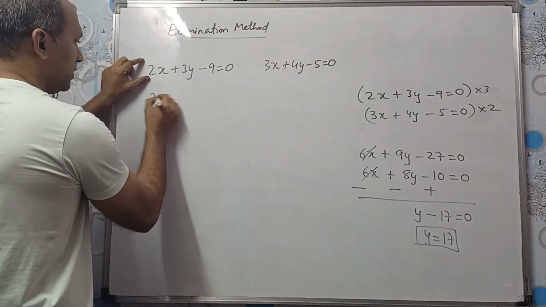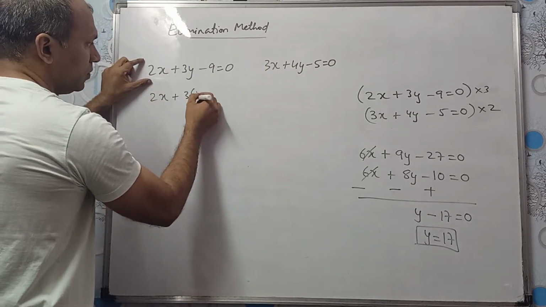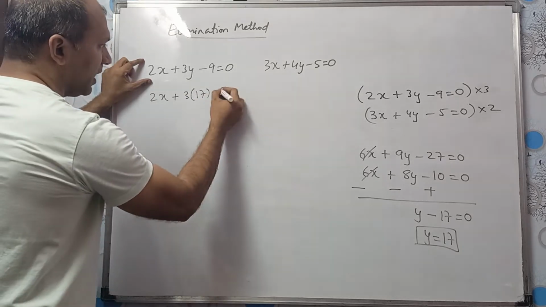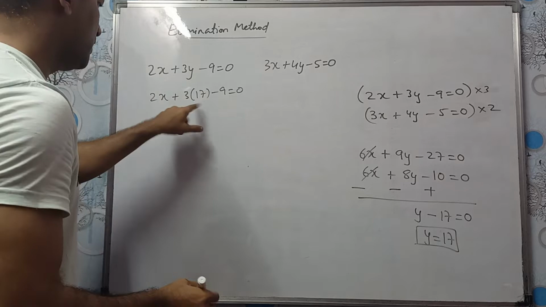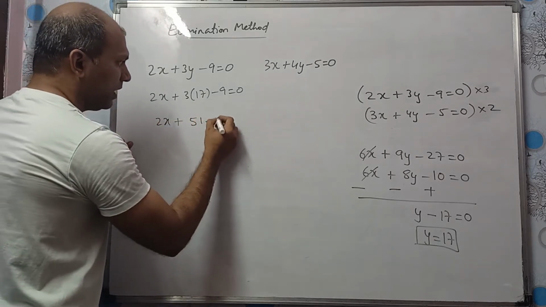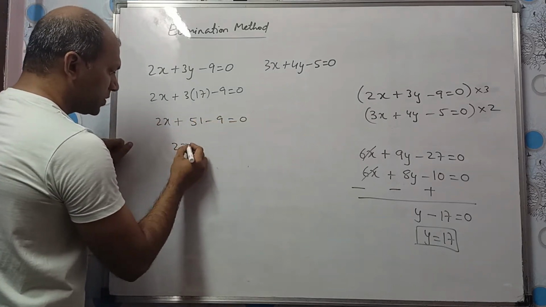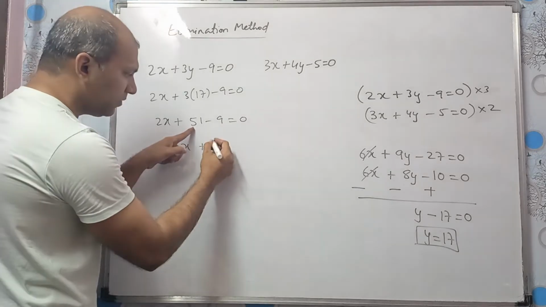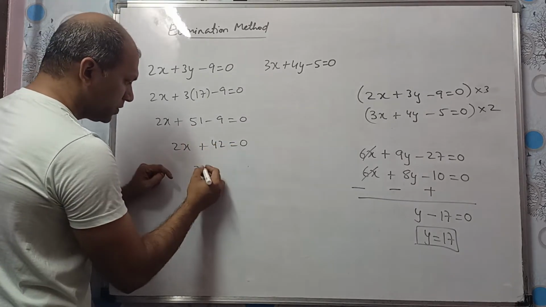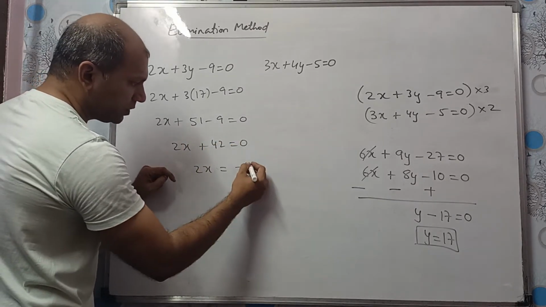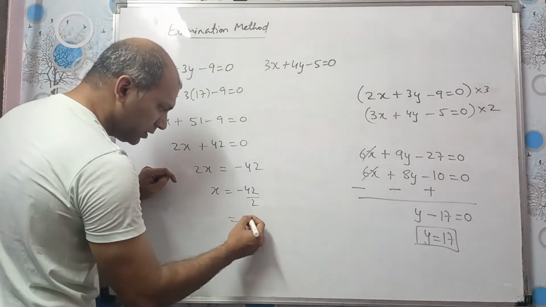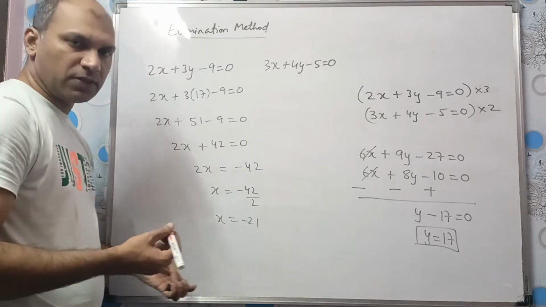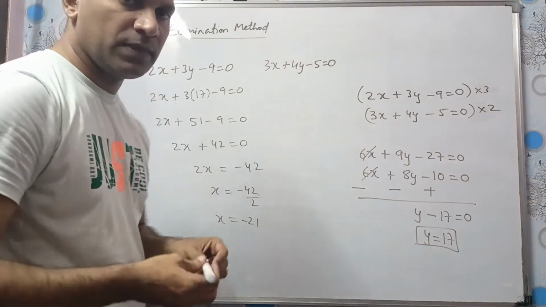Let us substitute here. 2 into x plus 3 into y is how much? 17. Minus 9 equal to 0. So this is 2x plus 51 minus 9 equal to 0. So it is 2x plus 51 minus 9, 42. Okay. So 2x, this 42 goes on the other side, becomes minus. So x will be minus 42 divided by 2, minus 21. Okay. We can do it like this also.